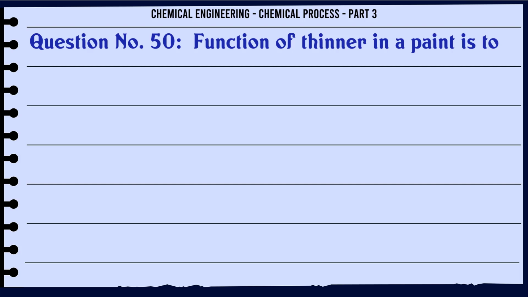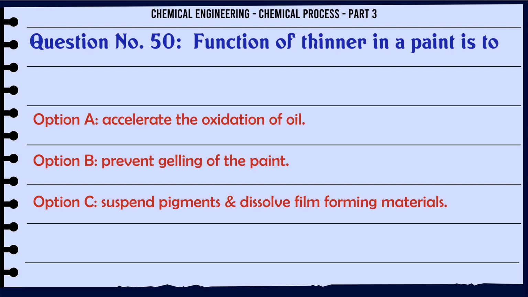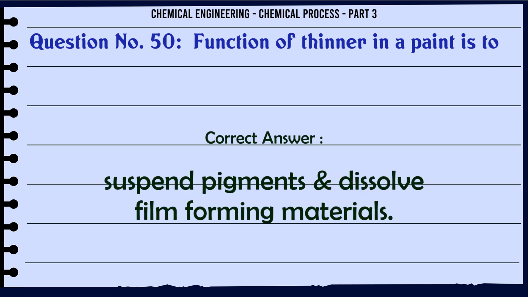Function of thinner in a paint is to A. Accelerate the oxidation of oil, B. Prevent gelling of the paint, C. Suspend pigments, dissolve film-forming materials, D. Form a protective film. The correct answer is suspend pigments, dissolve film-forming materials.